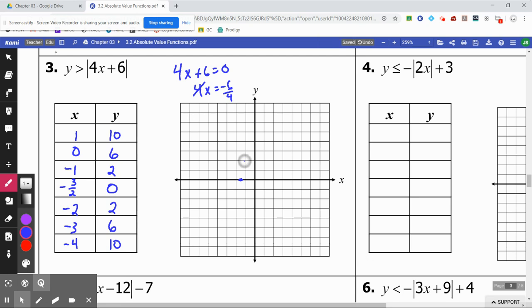When I plug in -1, I get 2. When I plug in 0, I get 6. And you can continue that same pattern. Plug in 1, you get 10. And go ahead and plot the rest of your points. And it'll look something like that. And you can see that same rise 4, run 1 slope as before. Since it's greater than, we're going to have a dotted line here. So it'll look something like this.